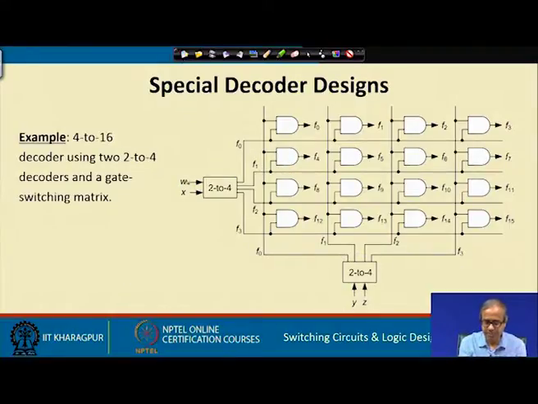Depending on what I am applying to the inputs W X and Y Z, exactly one of the gate outputs is becoming 1, that is my decoder output. Normally, large decoders are constructed this way, because here as you can see the number of gate inputs are all small, all 2 input AND gates you require. Okay, so let us move on.